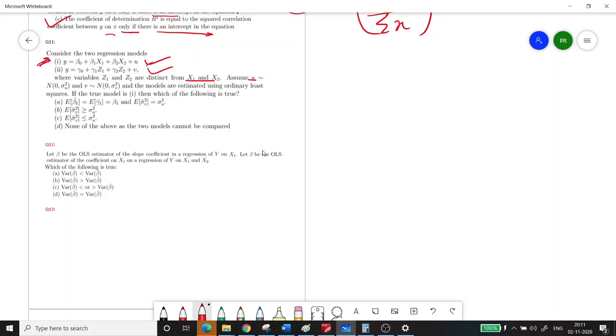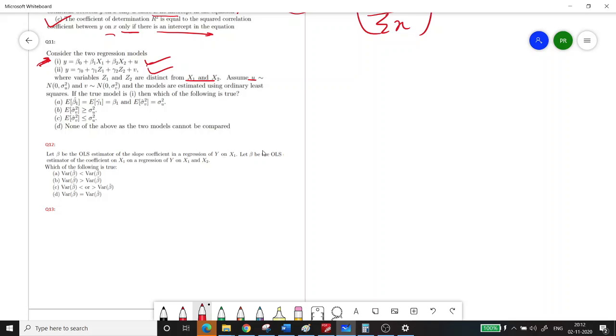If this is the true model, what does that mean? It will satisfy the assumptions of Gauss Markov, and they will be BLUE estimators, right? Best linear unbiased. So for best, their variance should be less. So if the true model is 1, then which of the following is true?